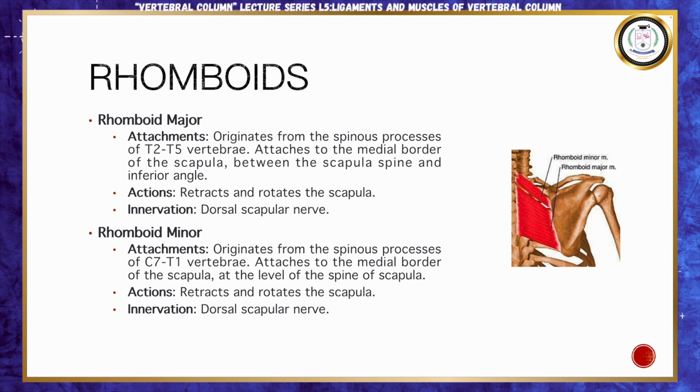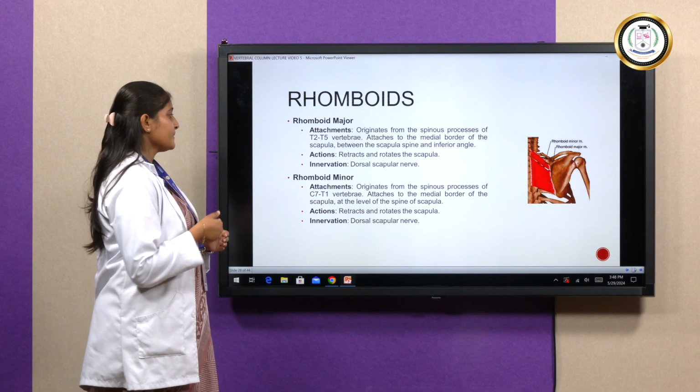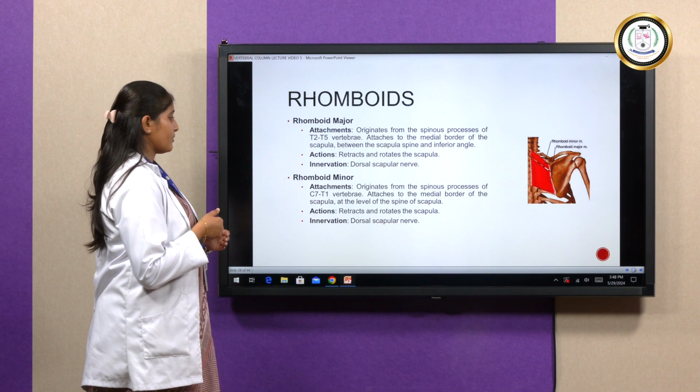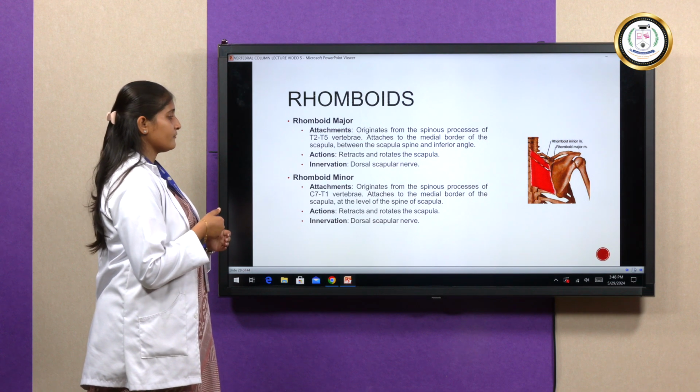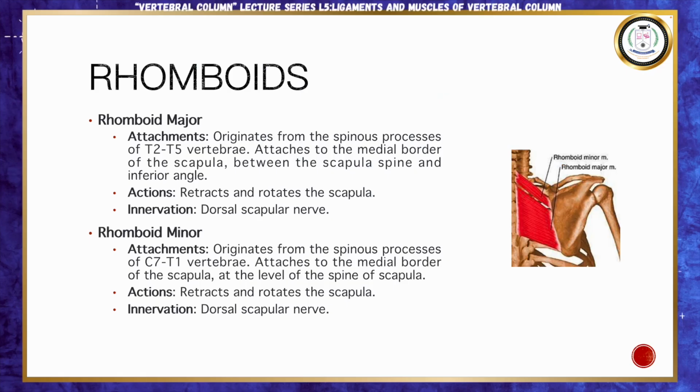Next we have rhomboid minor. It originates from the spinous process of C7 to T1 vertebra. It attaches to the medial border of the scapula at the level of the spine of the scapula. It also receives the nerve supply from the same dorsal scapular nerve. The action is retraction and rotation of the scapula.